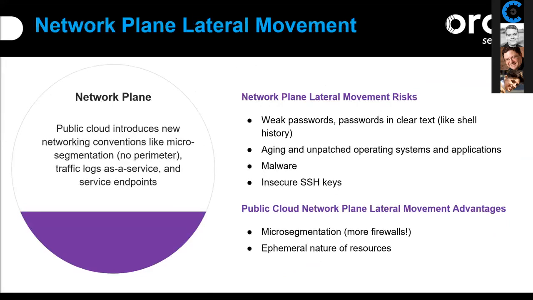So the network plane, again, is what we're most familiar with, although there are some new conventions in a public cloud network. We're still looking for those things we looked at in the data center, right? Weak passwords, passwords that are saved on systems in clear text. Linux shell history is a real big culprit for this one. Aging and unpatched operating systems and applications, right? Attackers know that the lowest common denominator is an old system that not only isn't patched, cannot be patched, right?